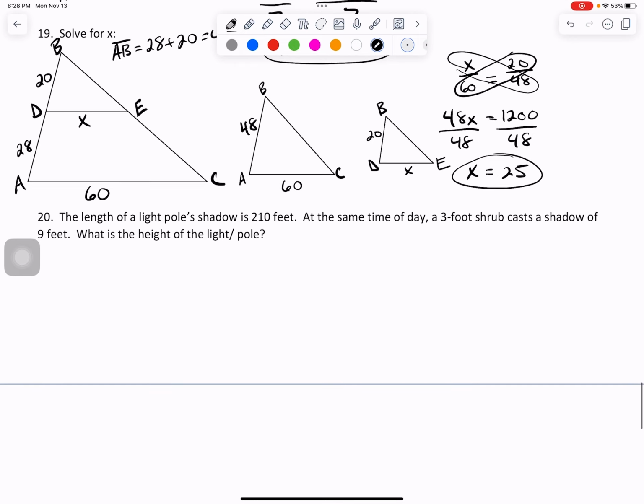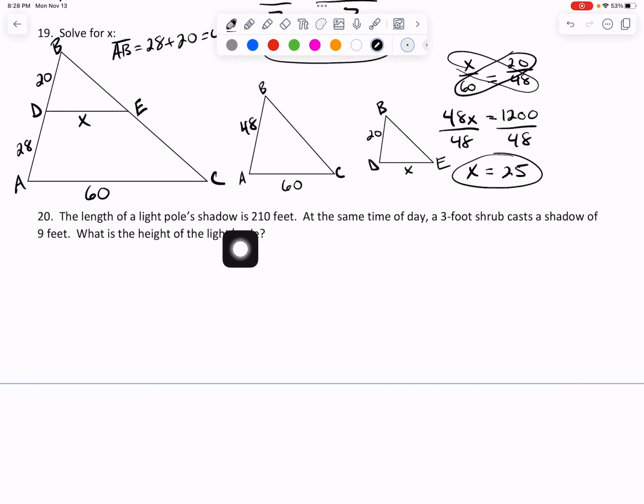All right, moving forward, the length of a light pole's shadow is 210 feet. So the shadow is 210 feet. Here's our imaginary light pole. There's our shadow. Now at the same time of day, a 3-foot shrub, so like just a little shrub here, casts a 9-foot shadow. Oh, so the shadow's bigger. What is the height of the light pole?